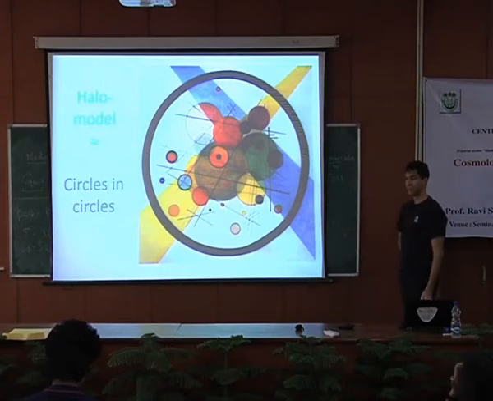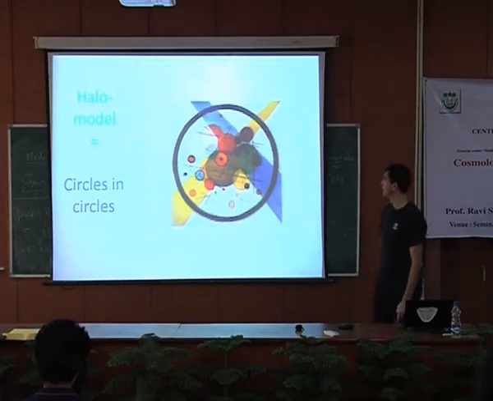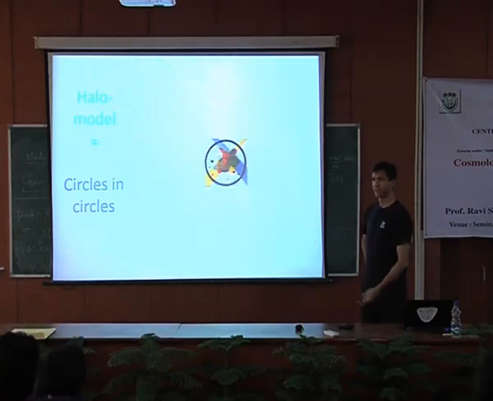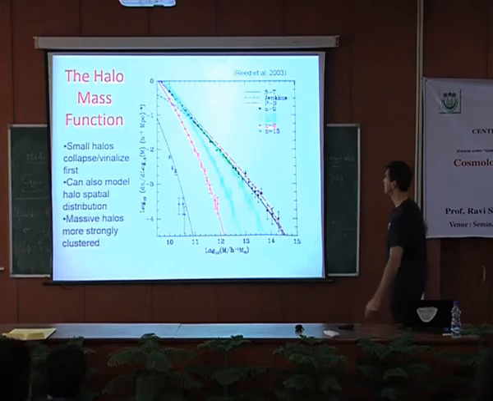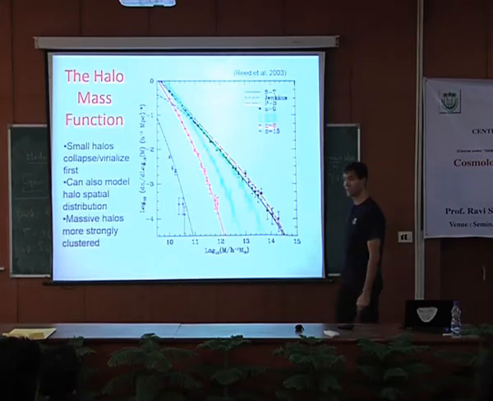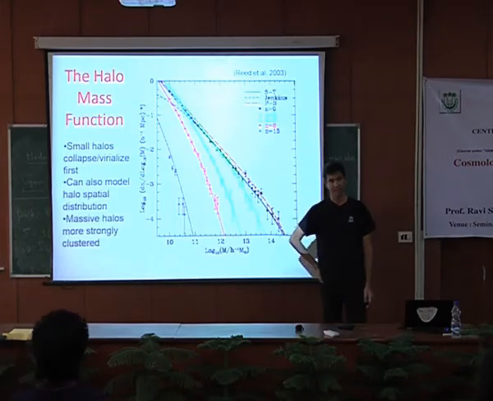The model is one of these circles inside circles kind of thing, except that it shrinks, right? That's all. So this is the RT picture. We have the halo mass function from the kind of thing I described, right?